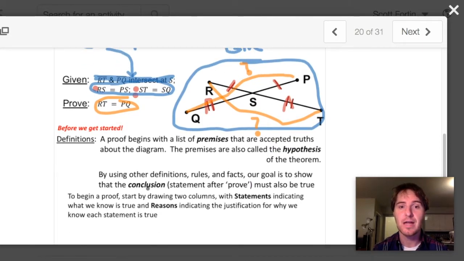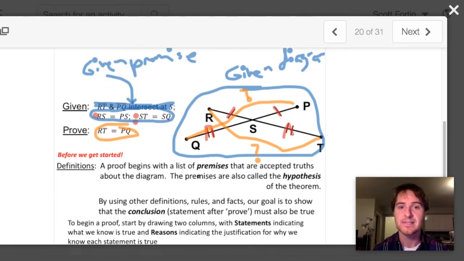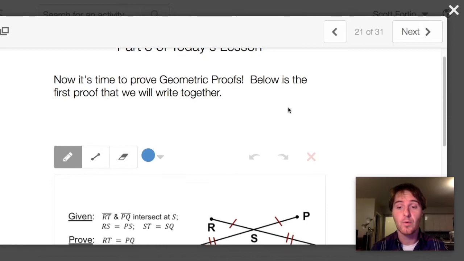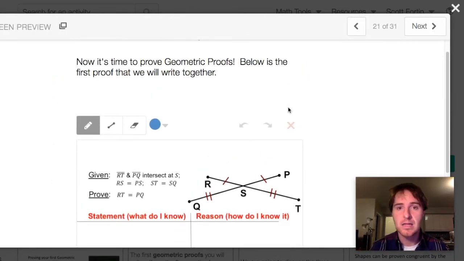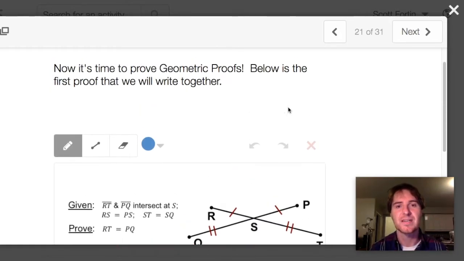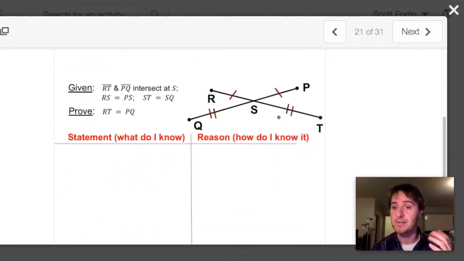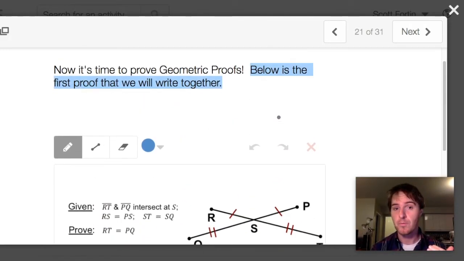I'm going to skip over a lot of these things here because this is all just a refresher, but hopefully you read it when you're looking at the slides. And let's go ahead and do our first geometry proof. It's not really that interesting of a one, but at least it'll be something we can do together. And we'll get to interesting ones later about all these crazy relationships that exist with shapes. So now it's time to prove geometric proofs. Below is the first proof, right together. Excellent, for geometry. We've written other proofs, but this is finally a geometry proof.